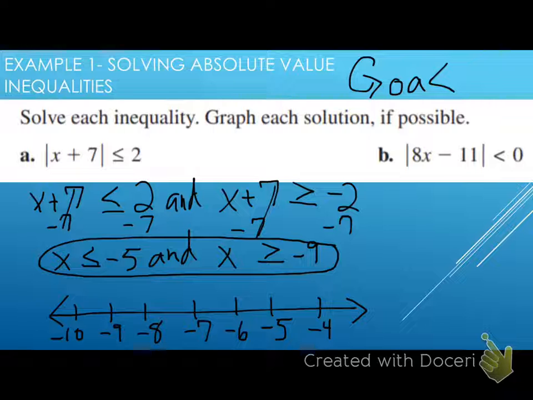Open or closed circle on negative 5? Closed. Open or closed circle on negative 9? Closed.